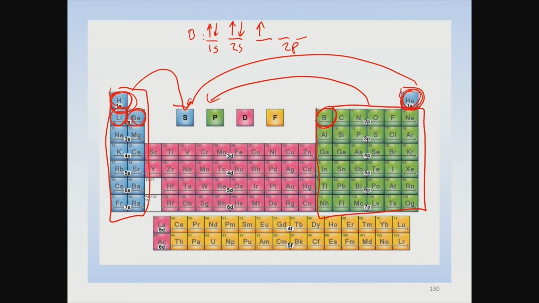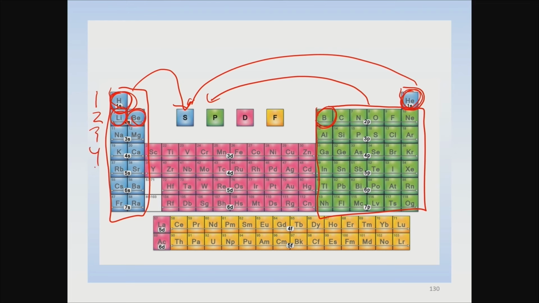So the energy level that the last electron will be in for the s sublevel block is easy to figure out. It has the same value as the period of the element. For example, hydrogen and helium are in the 1st period, therefore their last electrons will go into the 1st energy level. Lithium and beryllium are in period 2, and so the last electron added to their configuration will go into the 2nd energy level, and so on.